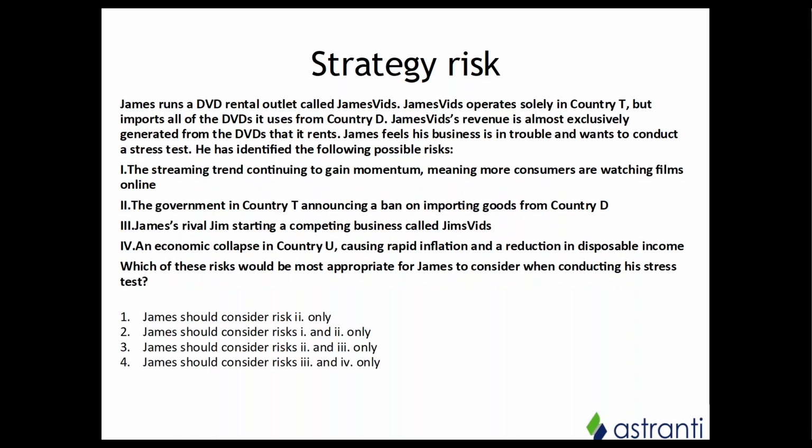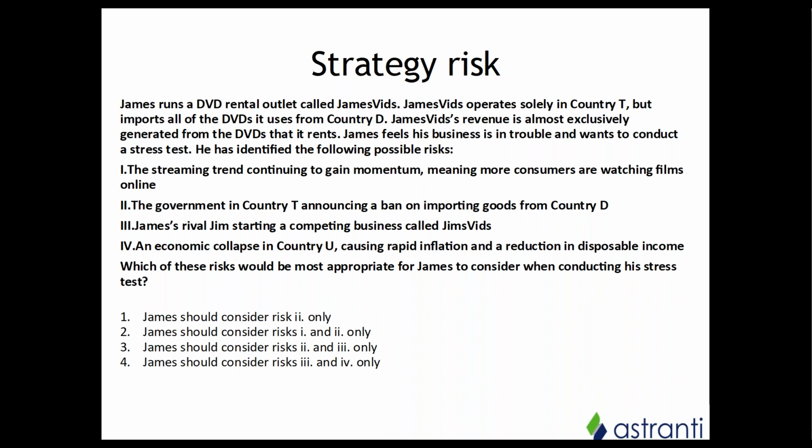So let's look at a question based on this. This is all about stress testing and about which risks that James should consider when conducting his stress testing analysis. So let's read through the question. James runs a DVD rental outlet called James Vids, and it operates solely in country T, but imports all the DVDs it uses from country D. The revenue is exclusively generated from DVDs that it rents out, and he feels that his business is in trouble and wants to conduct a stress test.